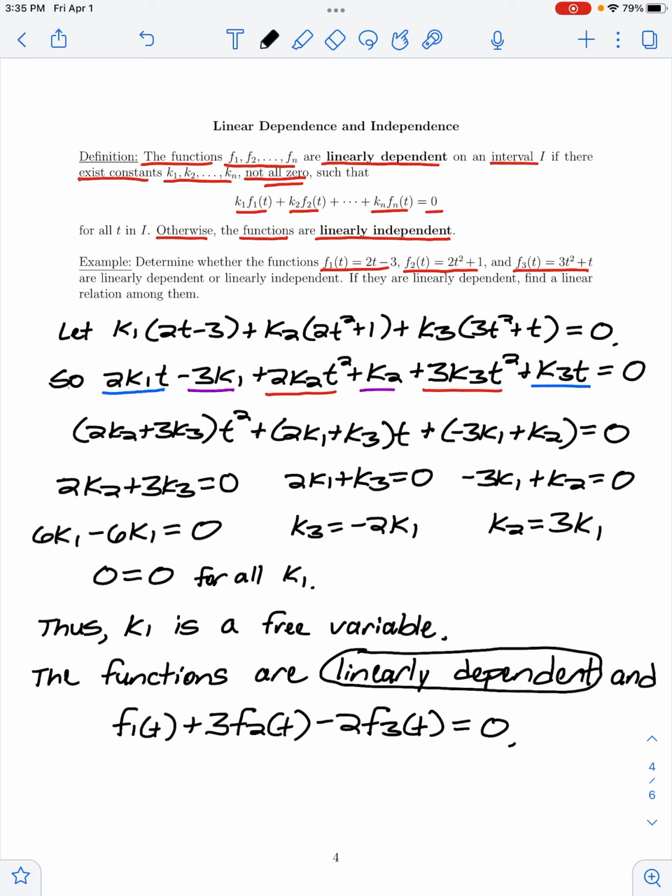Another way to think of this, again, would be that we could write one of my functions as a linear combination of the other two. So if I were to solve for f1, I see that f1 is some linear combination of f2 and f3, so these are linearly dependent.